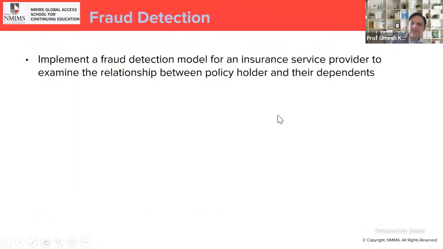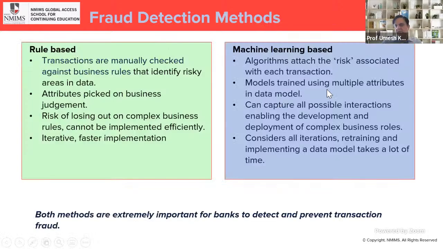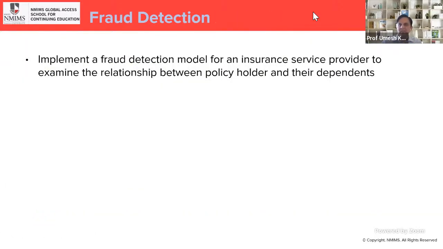Now, suppose we were to implement a fraud detection model for an insurance service provider to examine the relationships between the policyholder and their dependents. What variables would you be able to advise, either rule-based or machine learning-based, but what variables would you advise for the bank to be able to look into? Any thoughts on what variables?